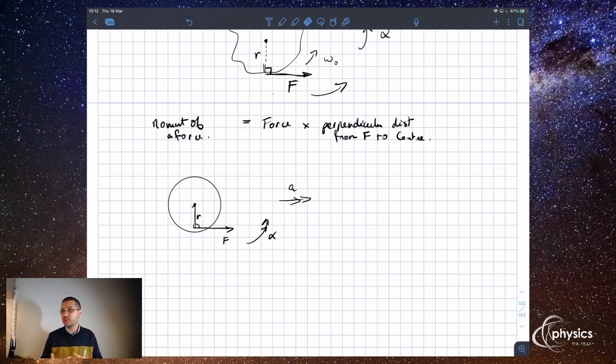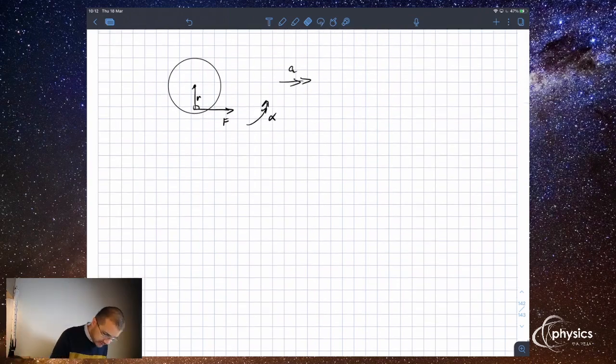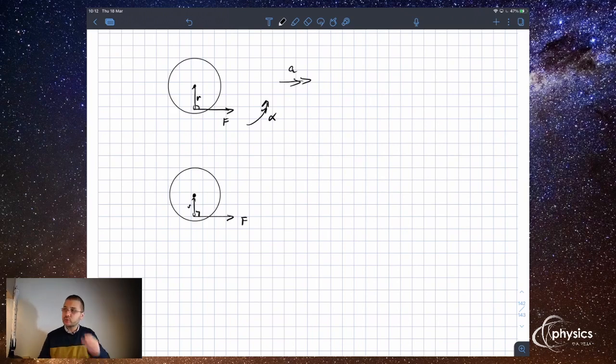Therefore, the next question is obvious. So what do I need? How do I need to apply the moment of a force in order to provoke only angular acceleration? Only angular acceleration. So, let's see. I'm going to draw the same object with the same pivot, and I have the same force here at a distance r. Tell me what should I do in order to provoke angular acceleration.